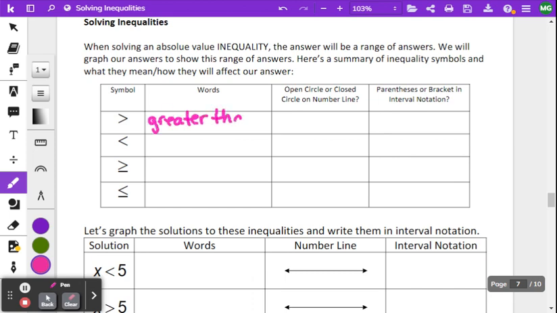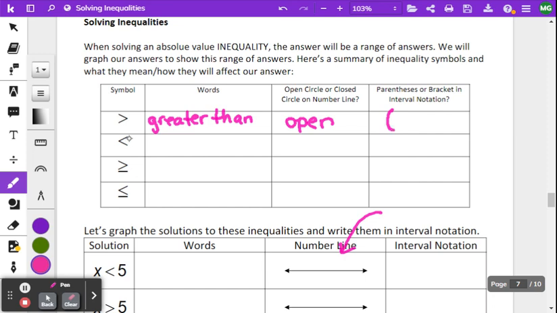When we're graphing these on a number line, like you can see right down here, that's going to be an open circle because it'll indicate that part of the solution goes up to a number but doesn't include that number. And I'll get into that in a moment. When we indicate our solution using interval notation, this will be shown with an open parenthesis.